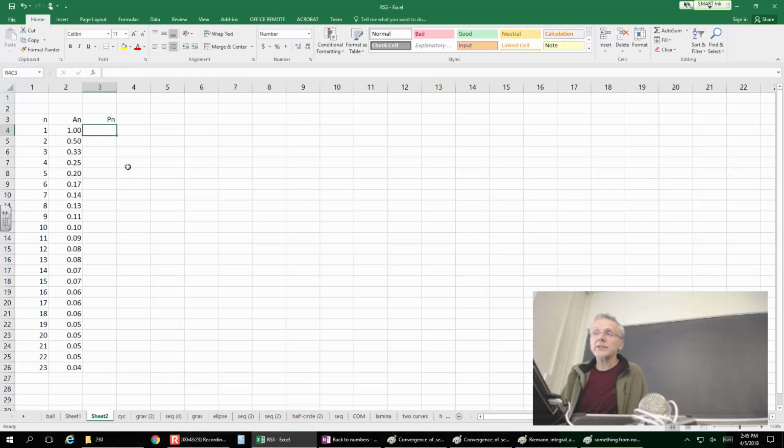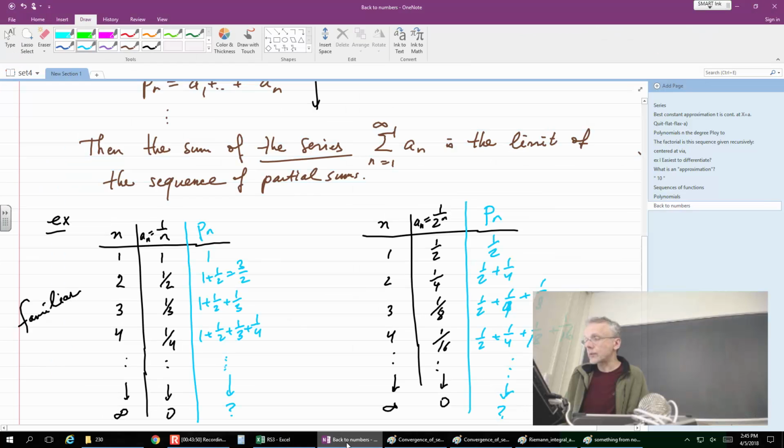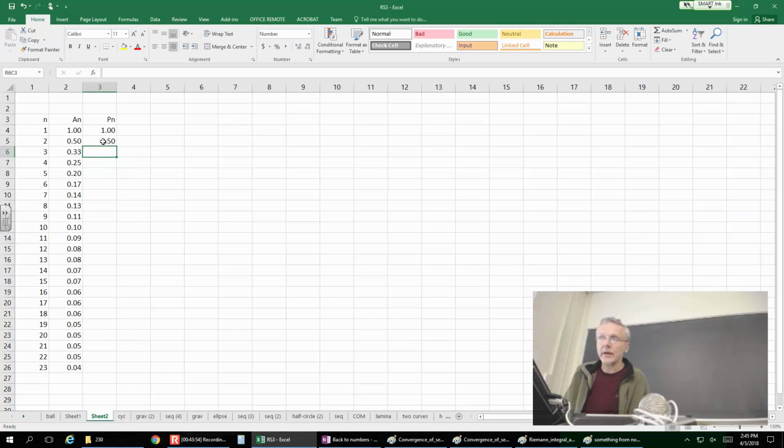So let's carry out summation. I'm going to start by letting it equal to this. Then the next one is equal to the previous one plus the corresponding value of a_n. 1.5 as planned. So I have only 4 rows in my column here, but I can have as many as I like.